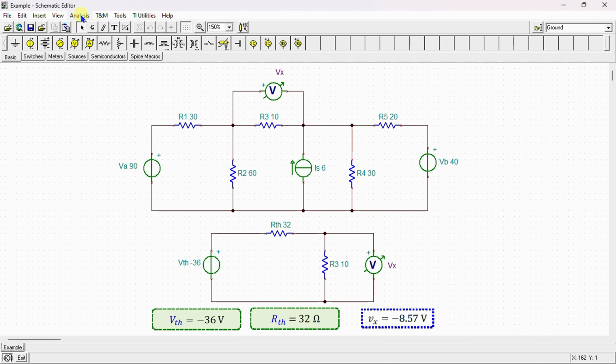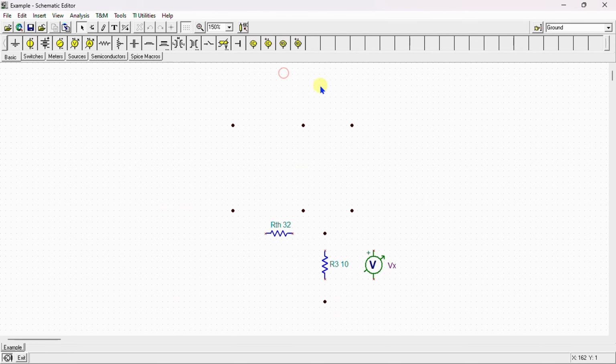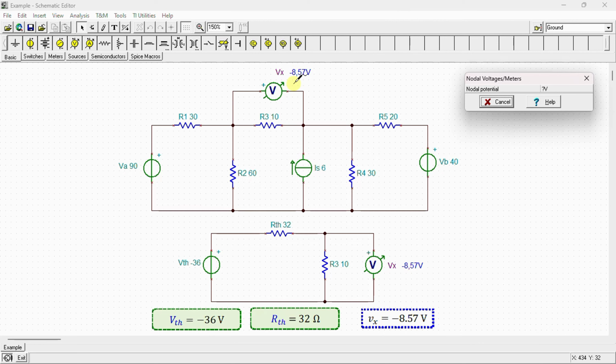Let's move on to analysis. We select analysis, calculate nodal voltages. We can see here that Vx is equal to negative 8.57 volts in the original circuit, and Vx is equal to negative 8.57 volts in the equivalent circuit. From the simulation, it becomes clear that the voltage Vx is the same when using both the original circuit and the Thevenin equivalent. This similarity validates the correctness of our calculation.